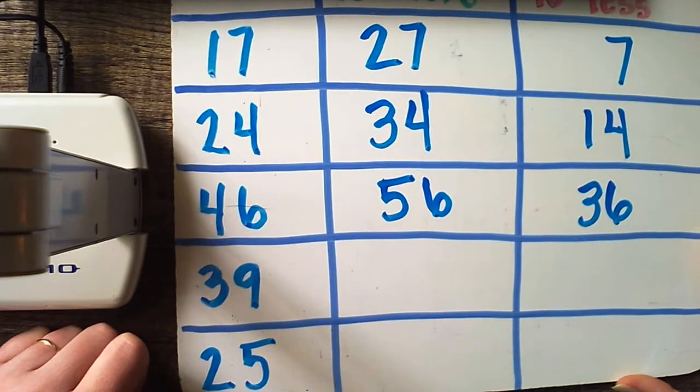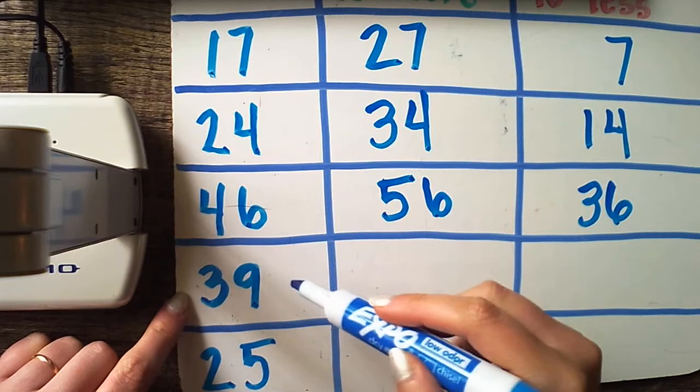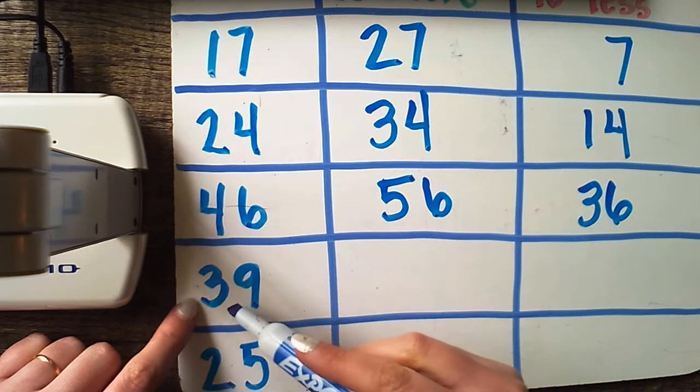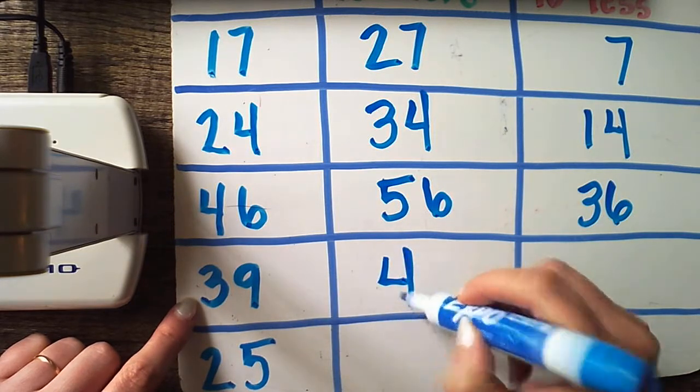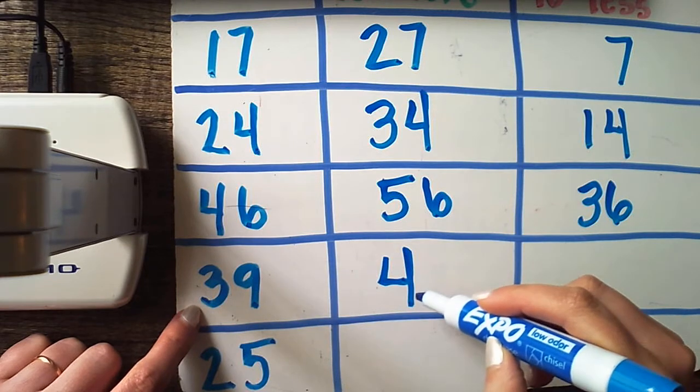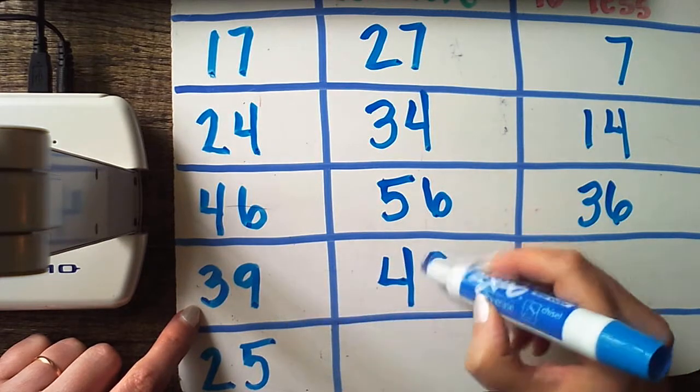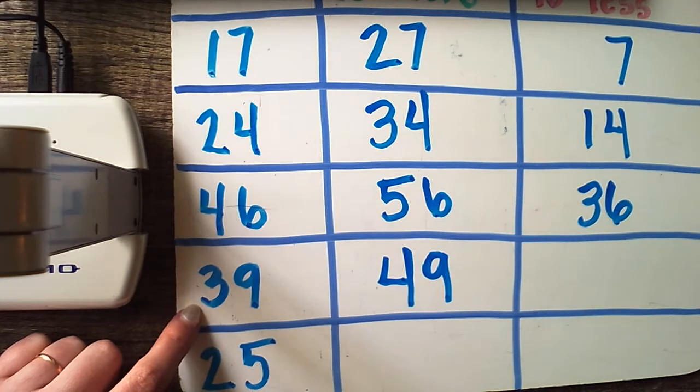All right, let's do the next two quickly. 10 more than 39. Well, that's easy. I know that my digit in the tens place is going to go up by 1. Instead of 3 tens, now we have 4 tens. My digit in the ones place stays the same.